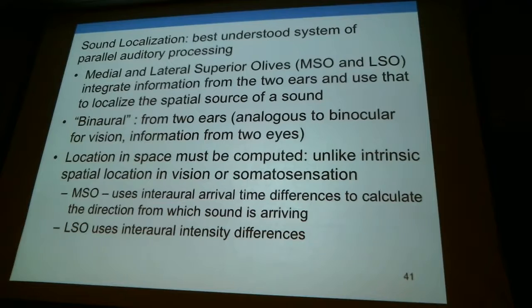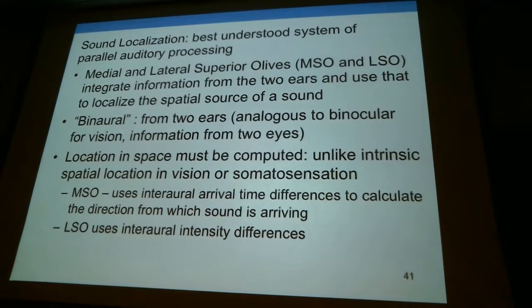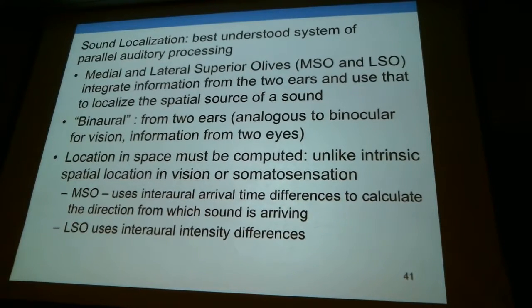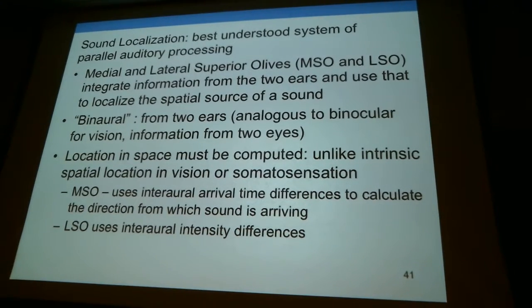Okay, and one of the important things to remember is that location in space is not explicitly represented in the ear. We talked about the eye having a retinotopic mapping. So position on the eye correlates to a position in space. A position next to that position correlates to a position next to it on the eye. So you literally have a map of space on your eye. And likewise with somatosensation, you literally have a map of body surface in the brain.